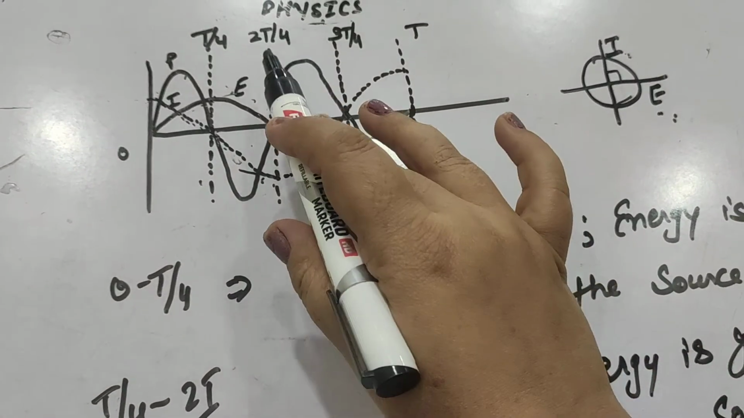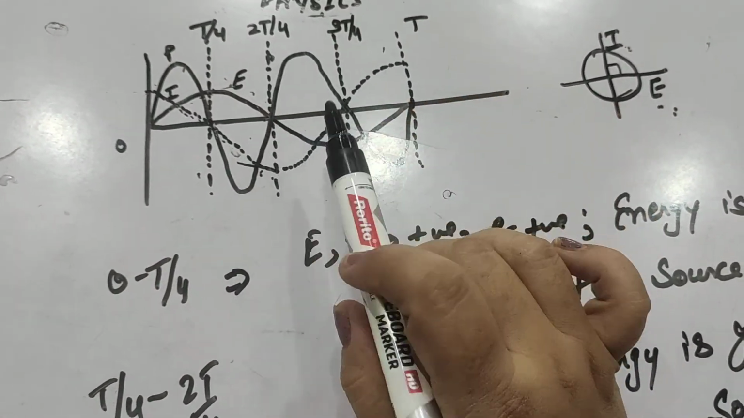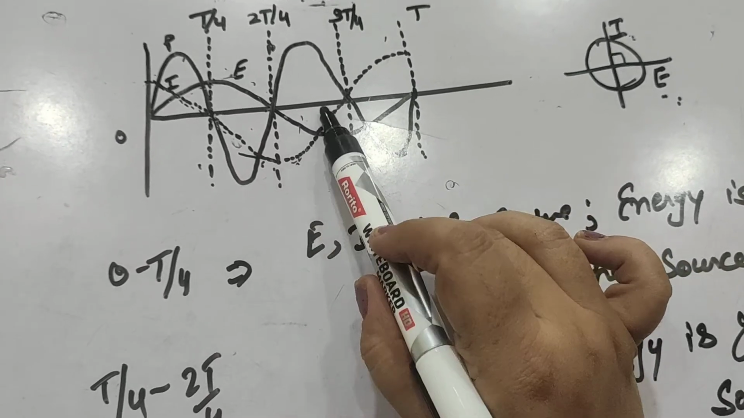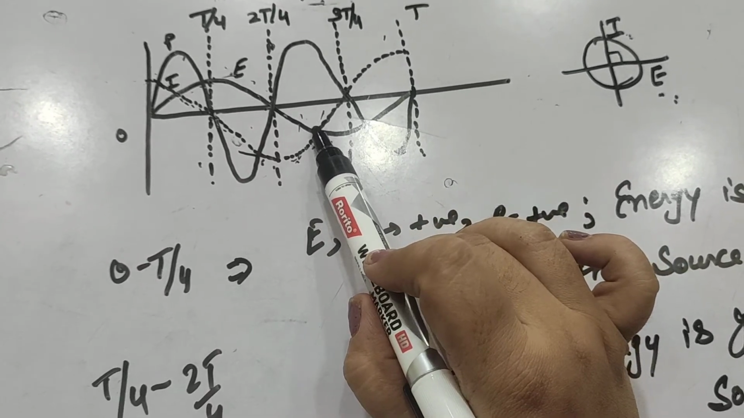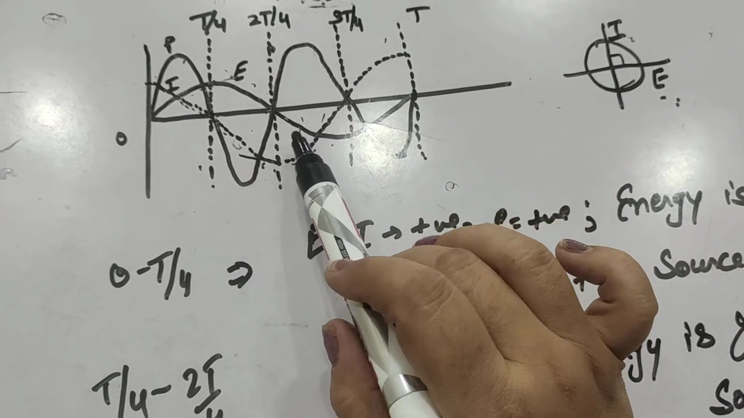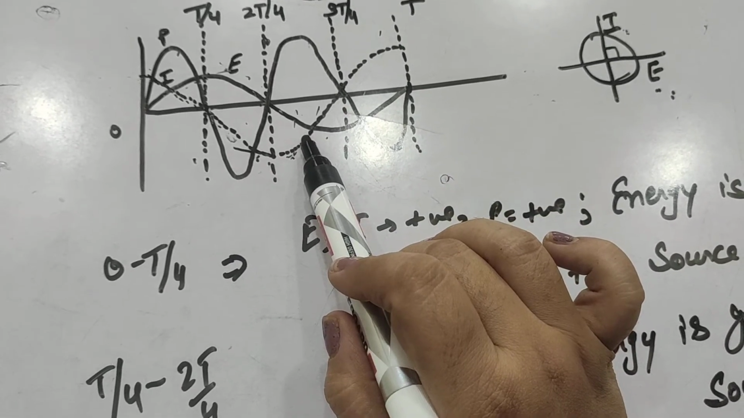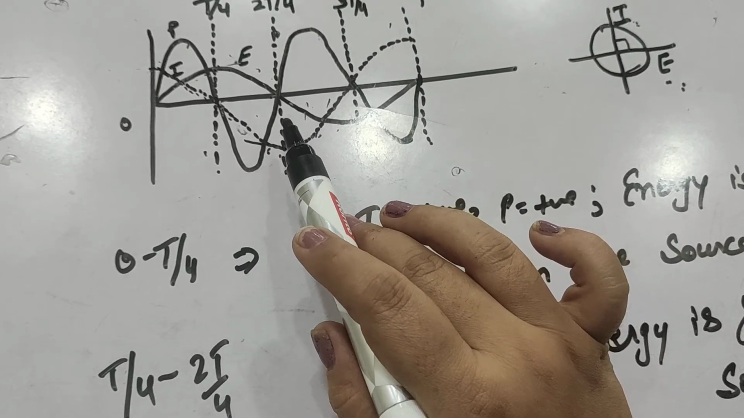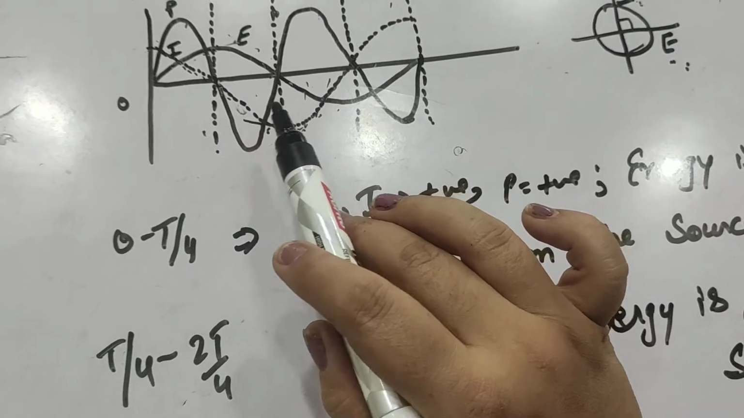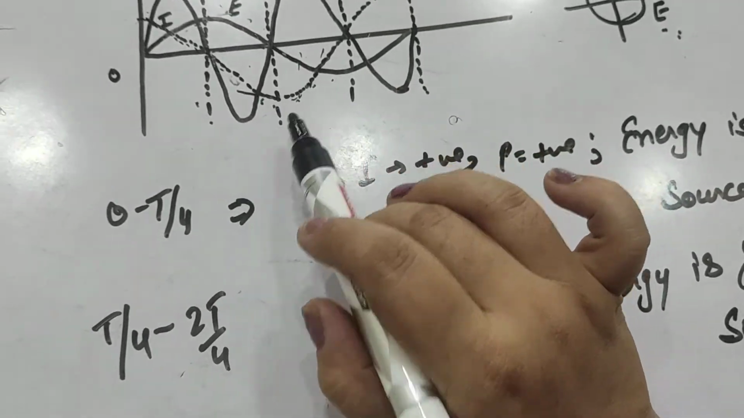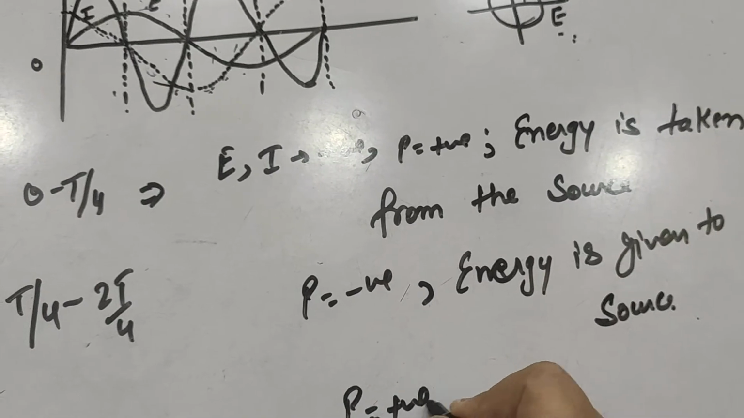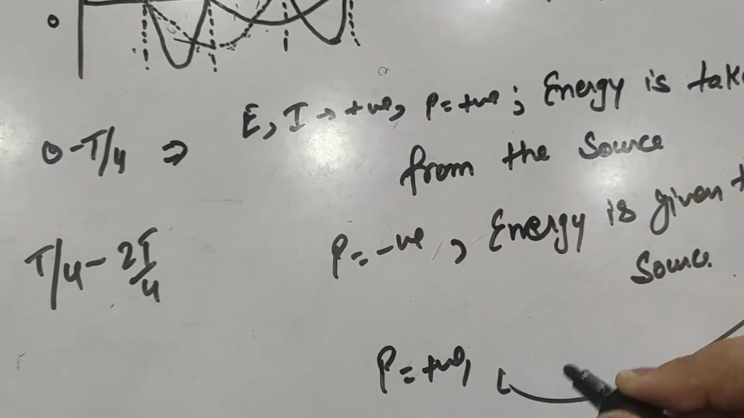Next, from 2T by 4 to 3T by 4, you can see that both current and voltage are negative. So the product is positive, so power is positive. Now in this case the capacitor is being charged in reverse direction. Suppose in the first case the first plate was positive, now the first plate is having negative charge. So charging is in opposite order. So again, since power is positive, energy is taken from the source.